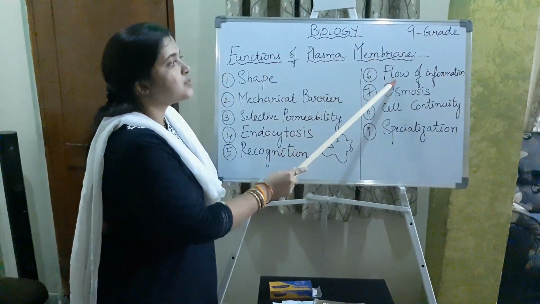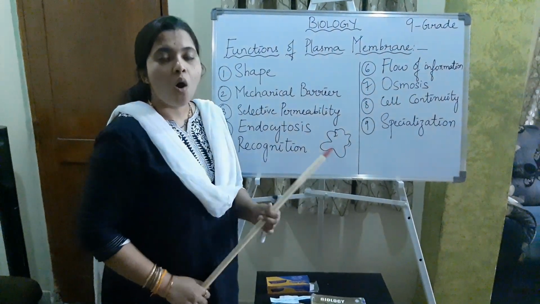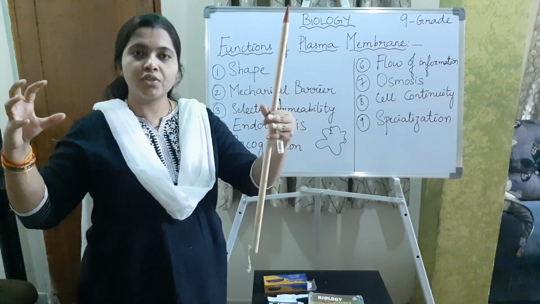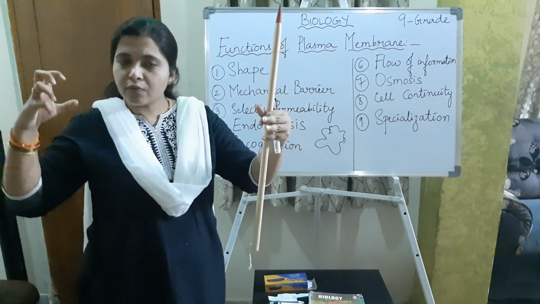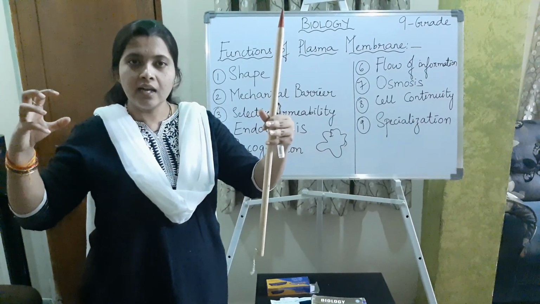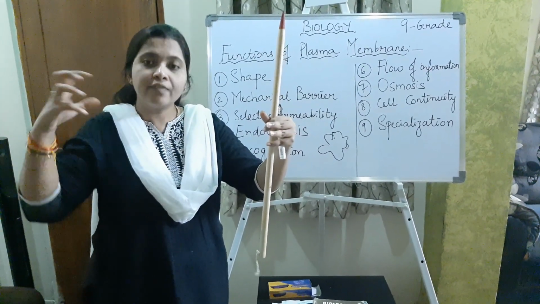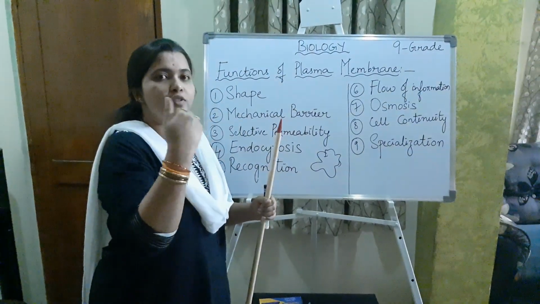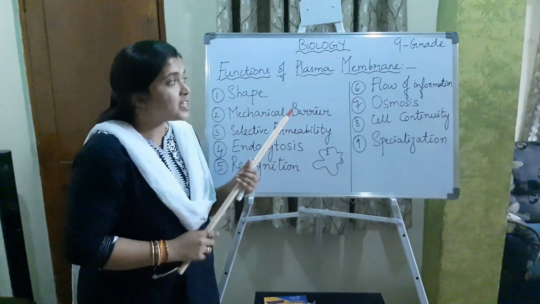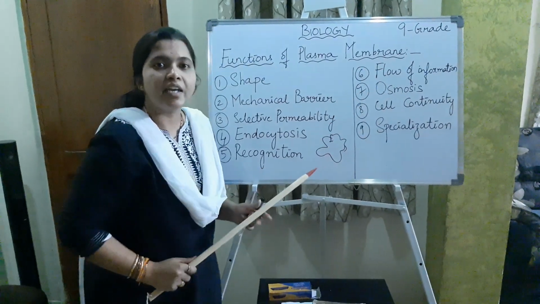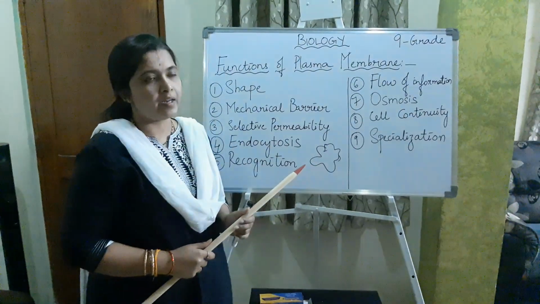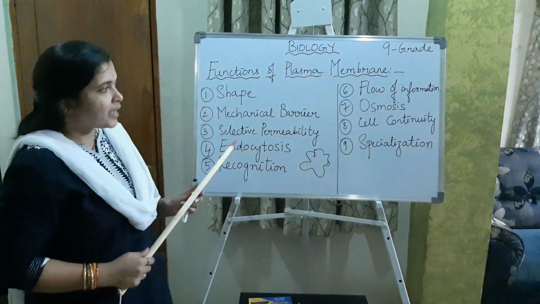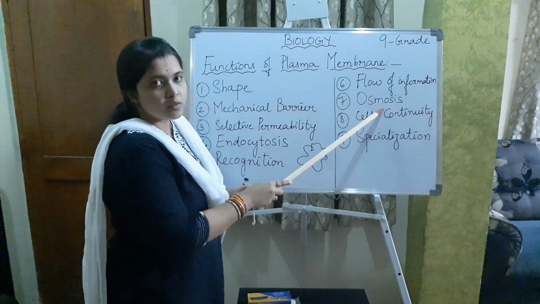Coming to the next one, this is flow of information. Plasma membrane helps in the flow of information. All the plasma membranes are attached together. So the plasma membrane of one cell will give the information to the other cell. So eventually all the cells of the same organism get the information through the plasma membrane. So in this way there will be a flow of information. Next one, seventh one is osmosis.